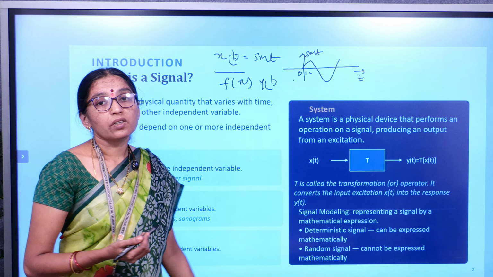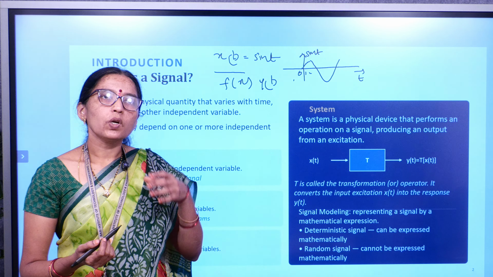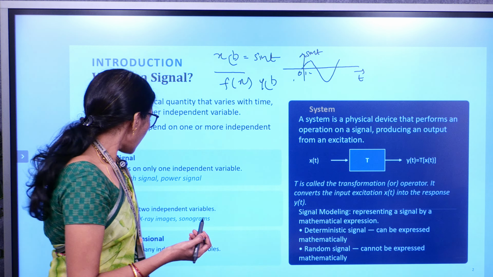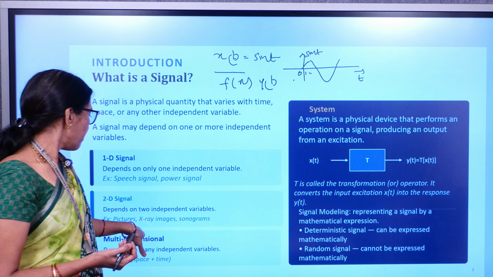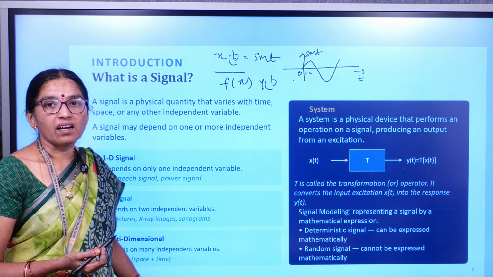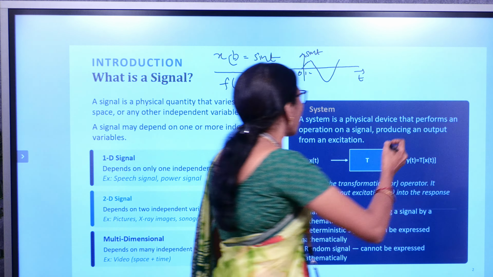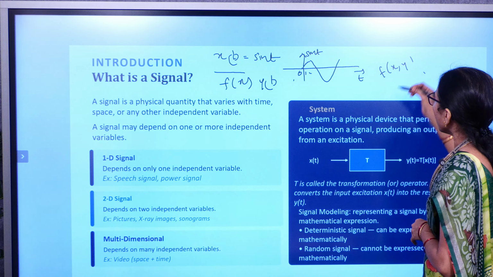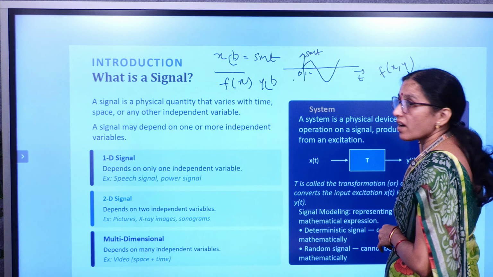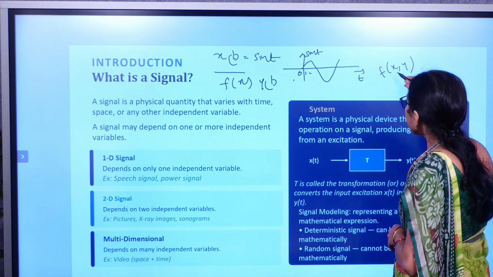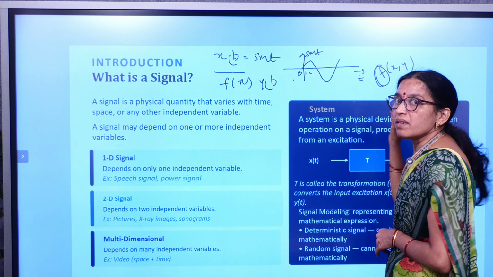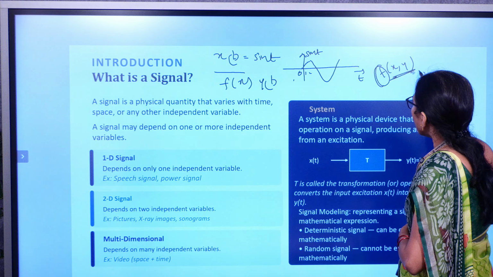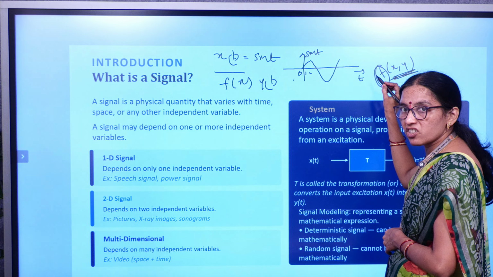Let us see about the two-dimensional signal. If the signal depends on two independent variables, then that signal is called a two-dimensional signal. Best examples for two-dimensional signals are pictures, X-ray images and sonograms. For example, if we take a picture, that is f of x, y. Here x and y are the spatial coordinates, and f indicates the brightness of the image. So this signal depends on two independent variables. That's why it is called a two-dimensional signal.